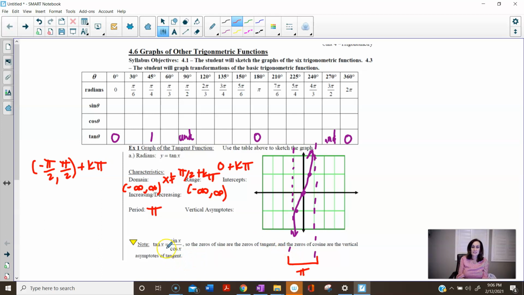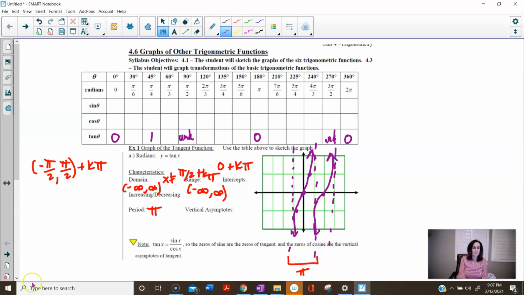We know that the tangent is sine x over cosine x. So you can see the zeros of sine are the zeros of the tangent. And the zeros of cosine, because cosine's on the bottom here, are the vertical asymptotes of tangent. And here's what your tangent graph looks like. If I were going to repeat, then I would be here. This would be pi. And then I would get another one of these functions.